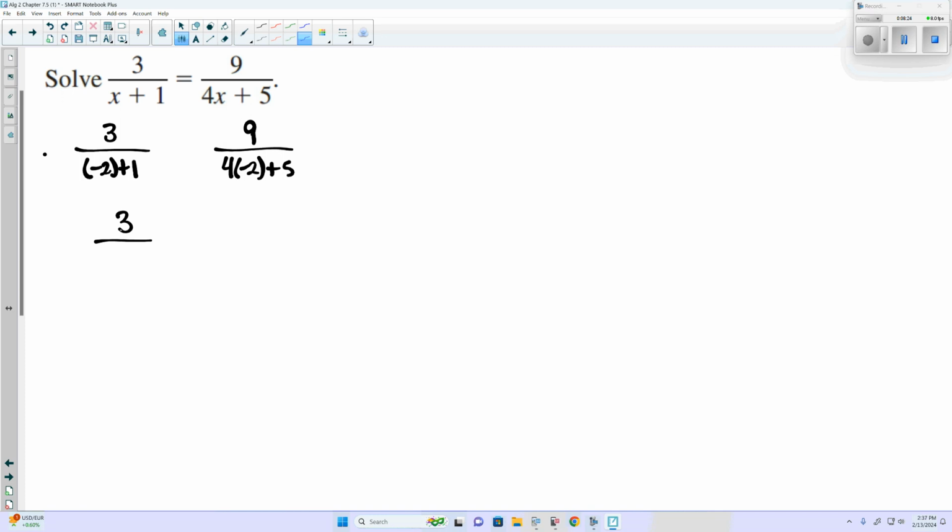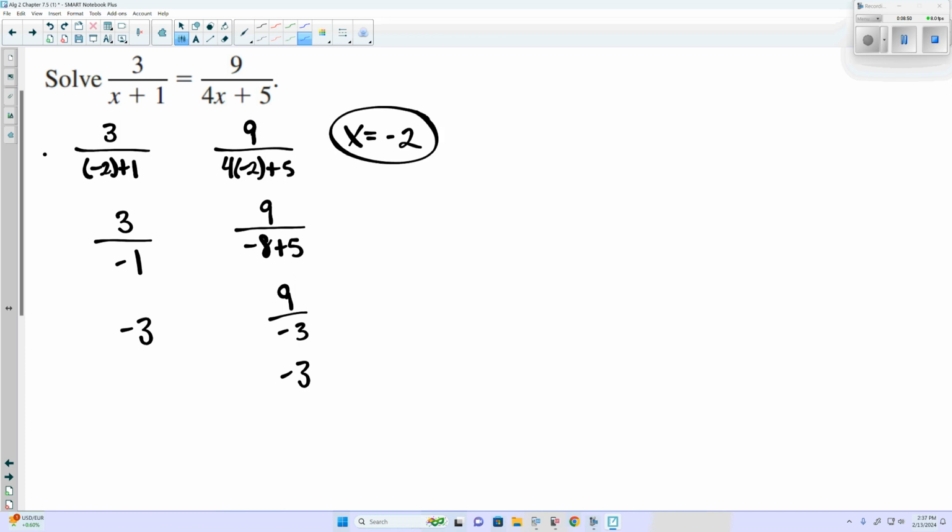Well, for the left side, negative 2 plus 1 is negative 1. 3 divided by negative 1 is negative 3. The other side, 4 times negative 2 is negative 8. Negative 8 plus 5 is negative 3. And 9 divided by negative 3 is indeed negative 3. So both sides have the same value, telling us that our solution is indeed x equals negative 2. Questions on this here?